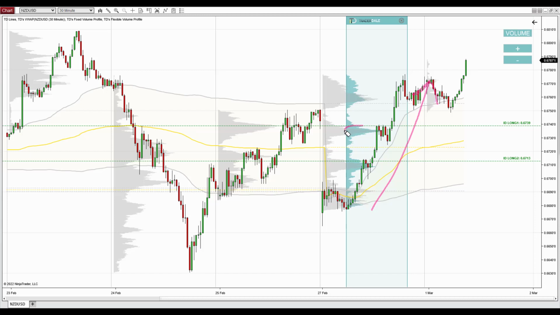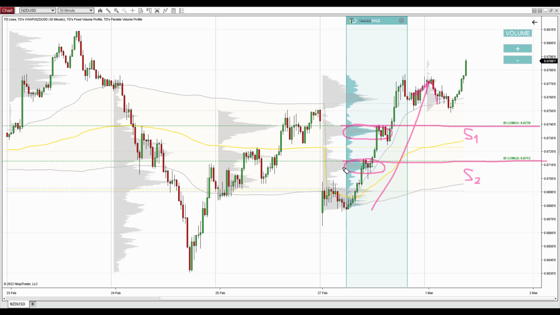I'm interested mostly in this significant volume cluster and this significant volume cluster. Those are the places where the buyers were most active, right? So the first volume cluster is beginning at 0.6739. This is the first strong support. And the second volume cluster begins at 0.6713. This is the second support.